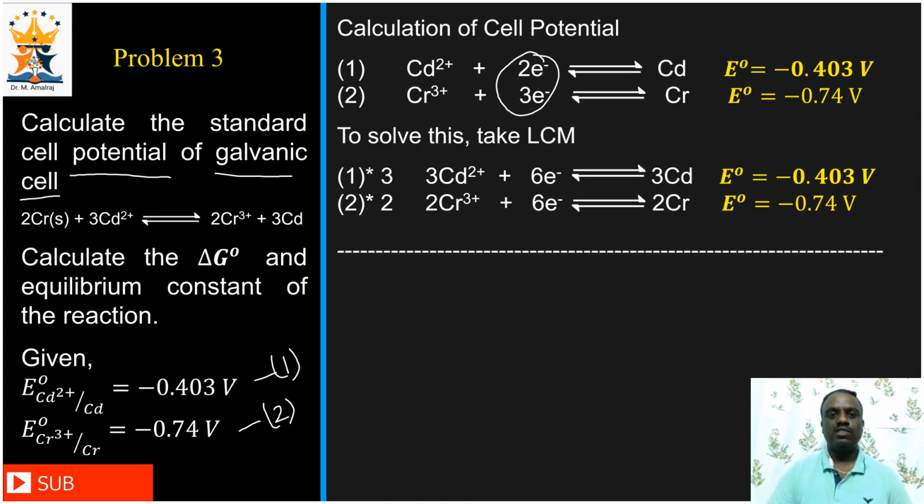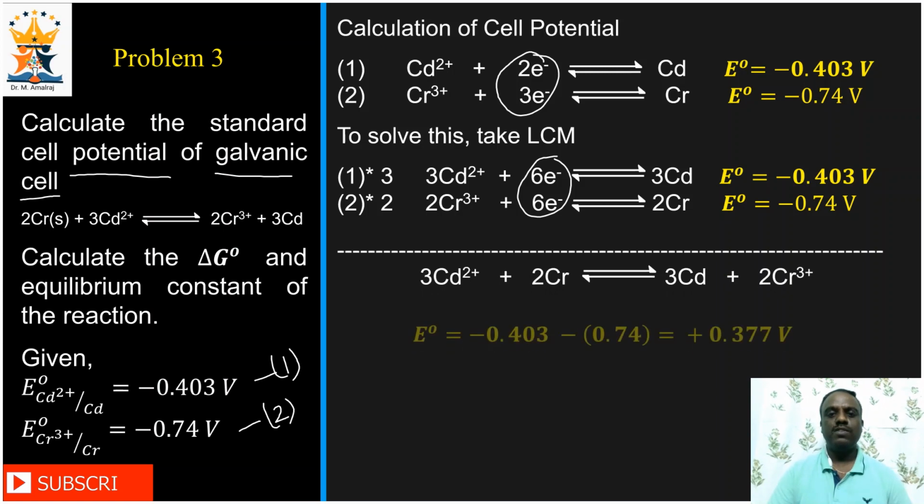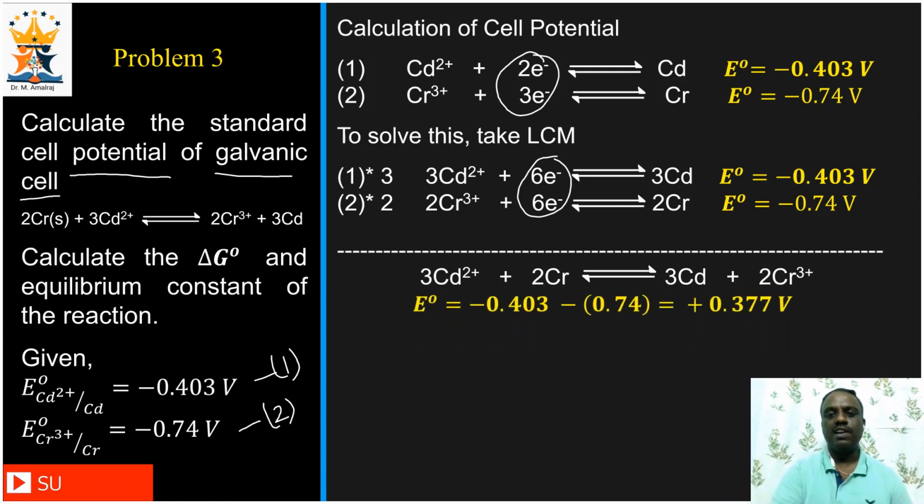So equation 1 has to be multiplied by 3 and equation 2 has to be multiplied by 2 to equate the number of electrons, and try to find out equation 1 minus 2 or 2 minus 1, and whichever is giving the positive E naught. If you work it out, we get the positive E naught. So in this case chromium is getting oxidized and cadmium 2 plus is getting reduced. That you can also find out by seeing the reduction potential value. See, again, the more negative value indicates the species is getting oxidized.